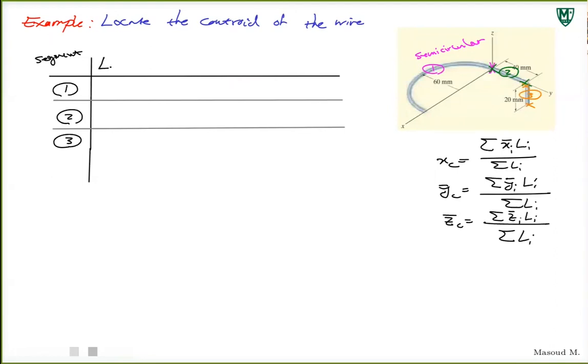So we say this is L, and let's say it's in millimeters since everything is in millimeters. You have X bar in millimeters. We have Y bar. We have Z bar. Knowing these three, you can find X bar L for each segment. We can find Y bar L for each segment. And we can find Z bar L for each segment. We continue these lines. So let's go ahead and figure that out.